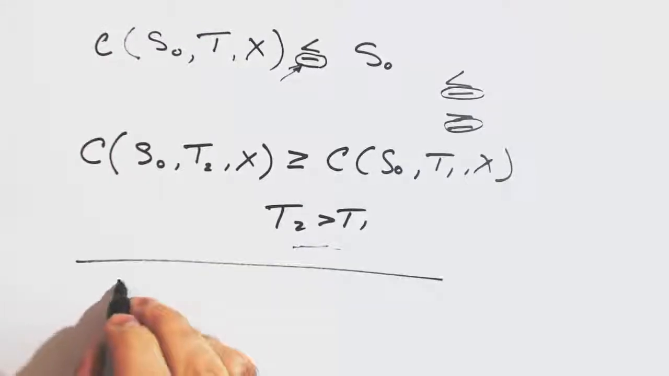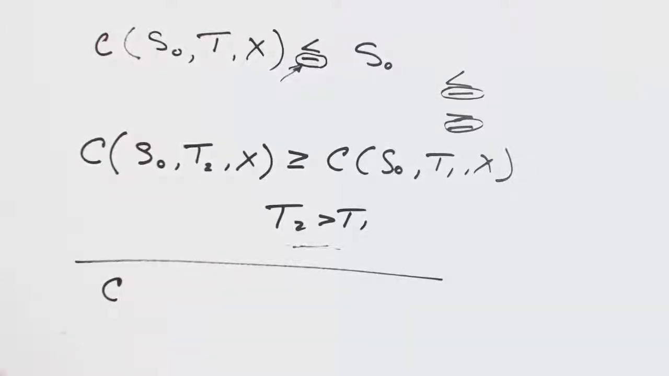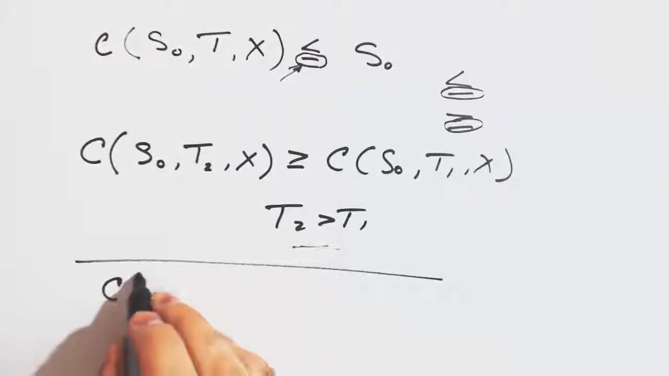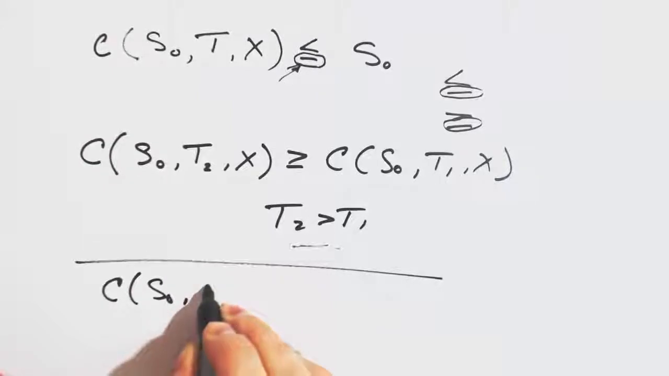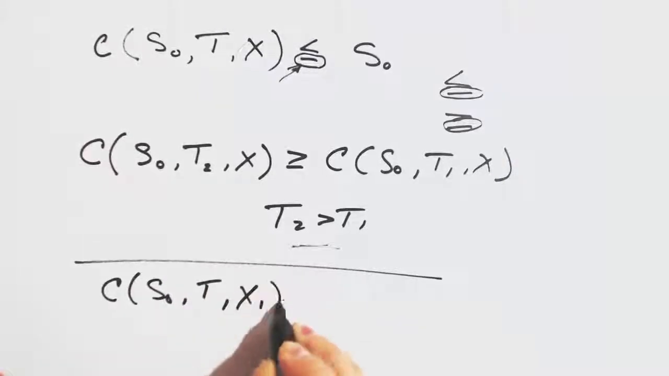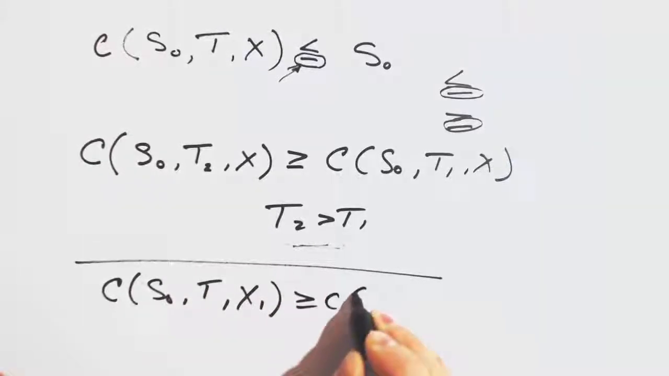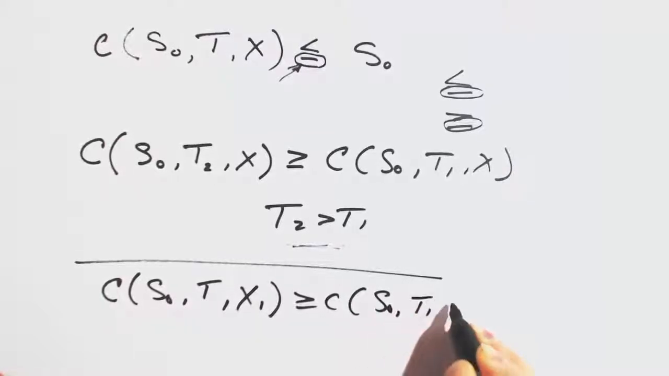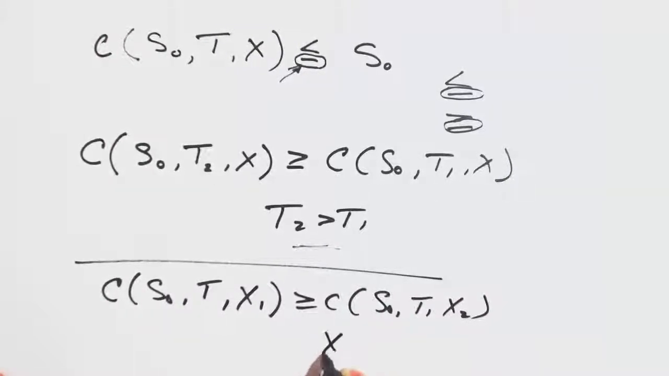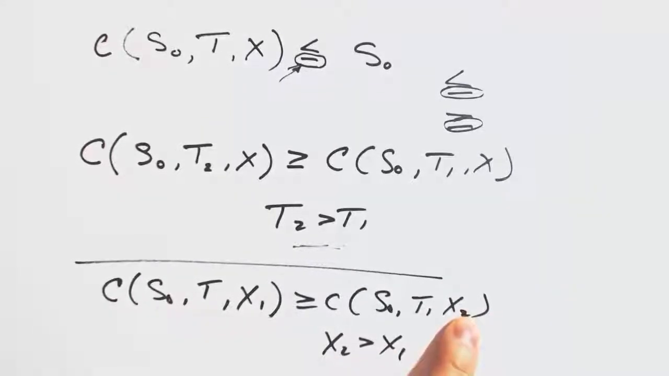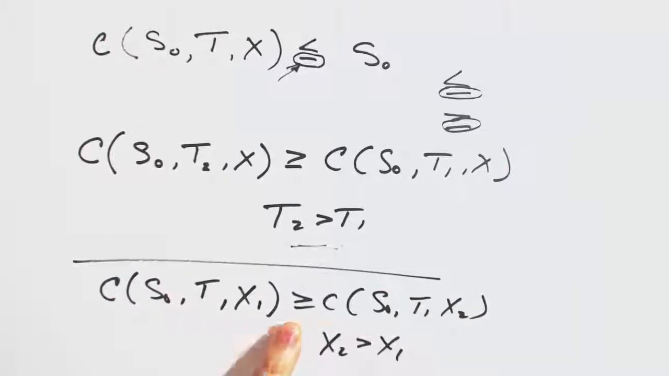And the way to write that, and this applies to either American or European, is this. So X2 is greater than X1. The strike is higher. So if the strike is higher, then it's going to be worth less than the lower strike. The higher strike just means when you exercise, you're going to pay more to get that stock.